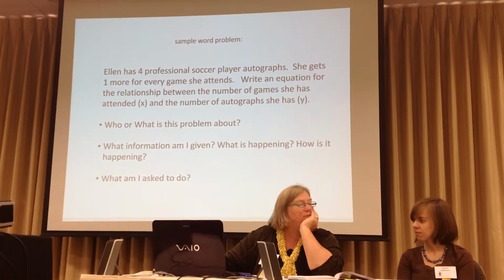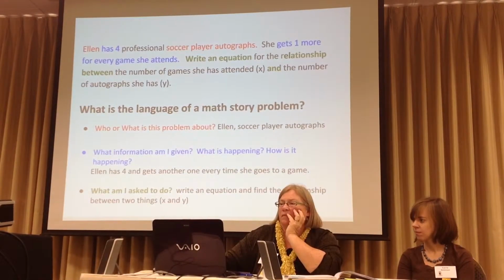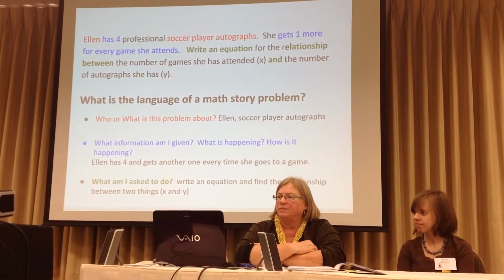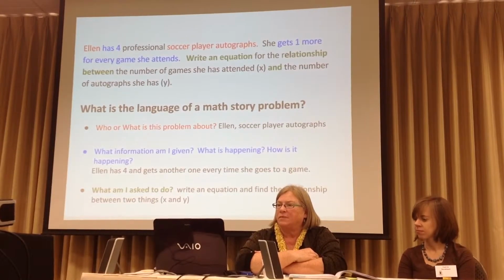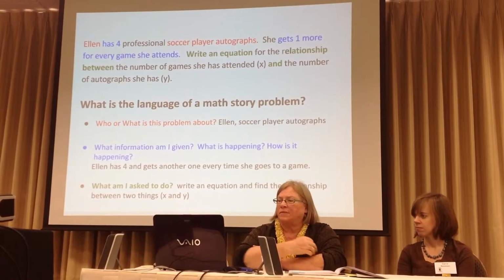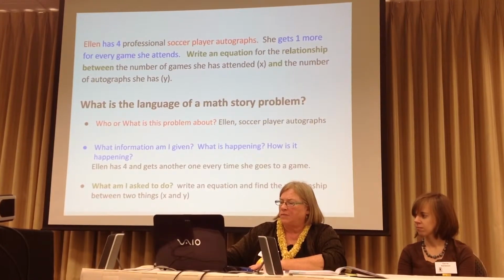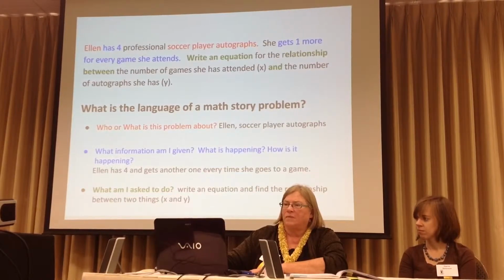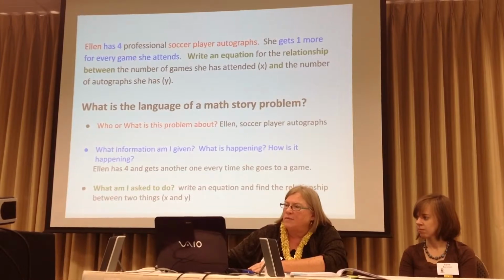Or what is happening and how is it happening? So we go back to the text, and we see in blue now, she gets 1 more for every game she attends. Those are the details of the information that we're given. So now we know it's Ellen and autographs, and she's getting 1 for every game she attends. She also has 4 to begin with. I forgot to mention that early in the first sentence. She has 4, and she gets 1 more for every game she attends.